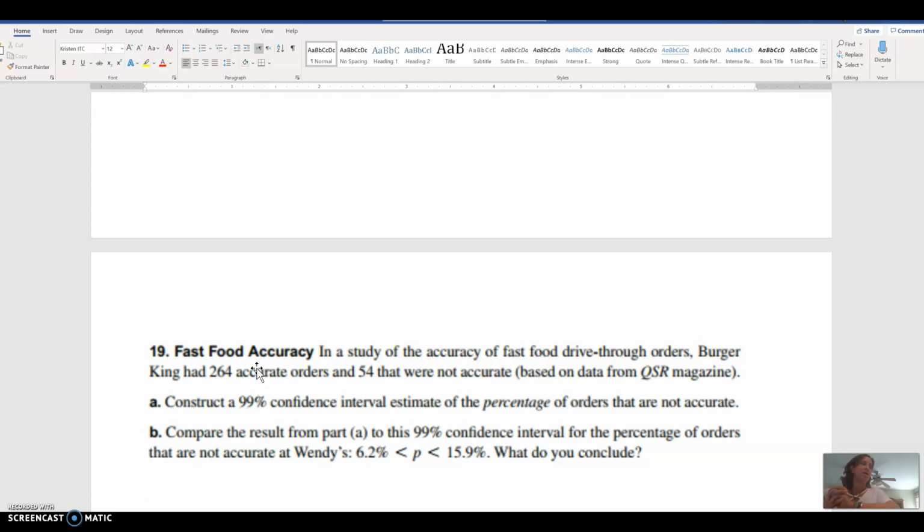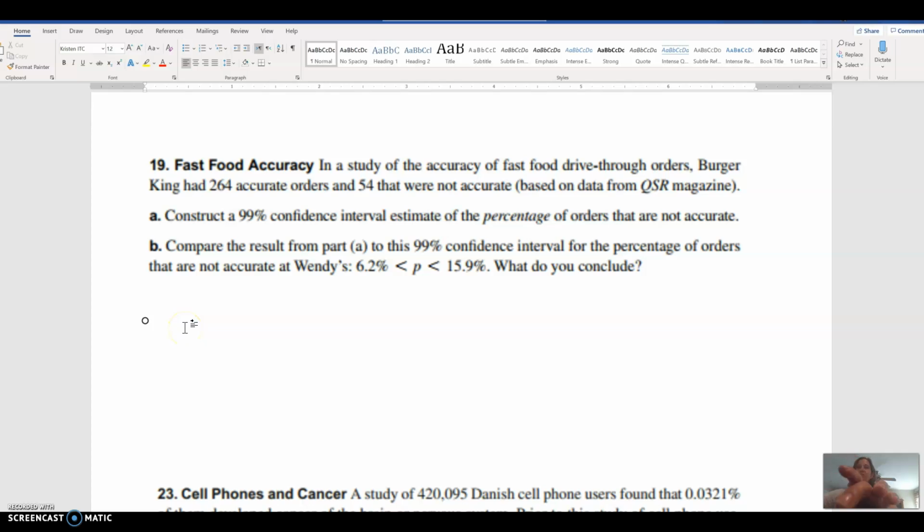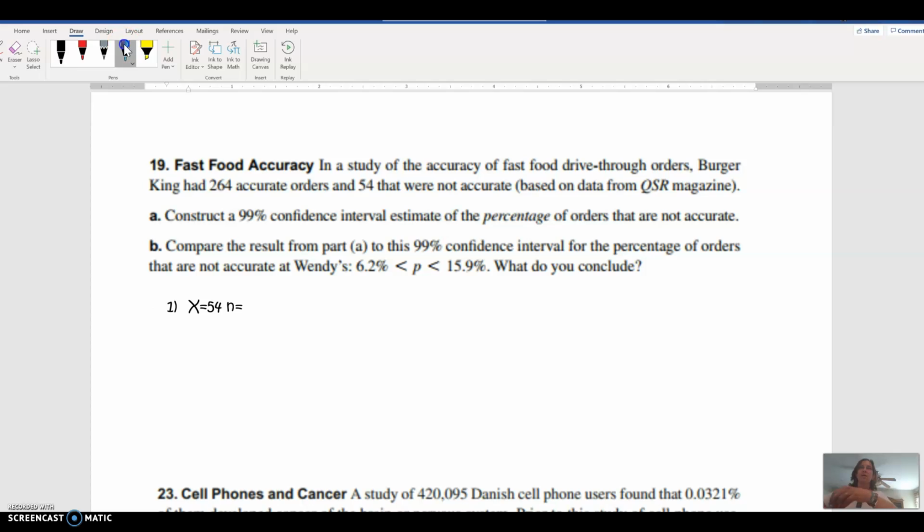We had 264 accurate orders and 54 orders that were not accurate. So this is a nice problem to practice with because, again, we need to figure out what are our X and our N. We want a 99% confidence interval for the percentage of orders that are not accurate. So my X is what's not accurate, which they told me is 54. What I need for N is the total orders. They didn't give me that, but I can figure it out because total orders is everything that is either accurate or not accurate. So all of those together are going to be my total.